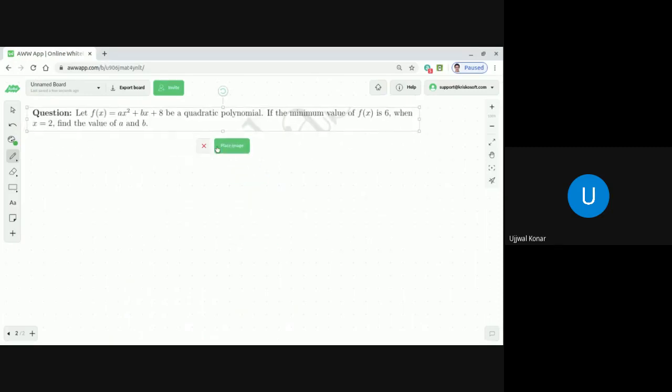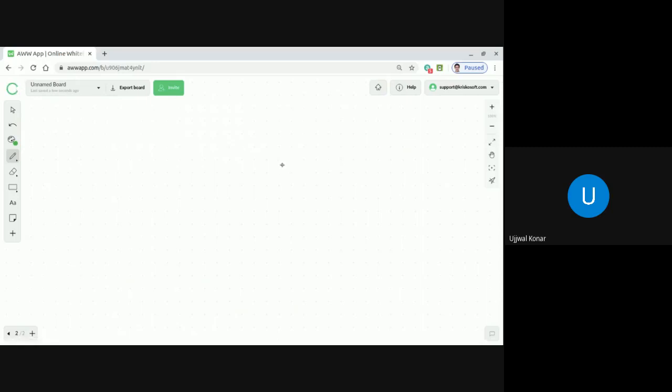The question here is: let f(x) equal to ax squared plus bx plus 8 be a quadratic polynomial. If the minimum value of f(x) is 6 when x equals 2, find the values of a and b.